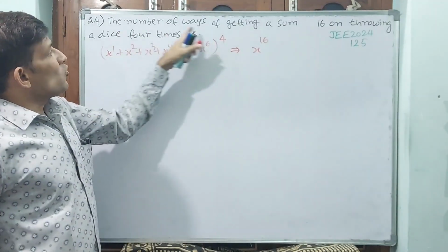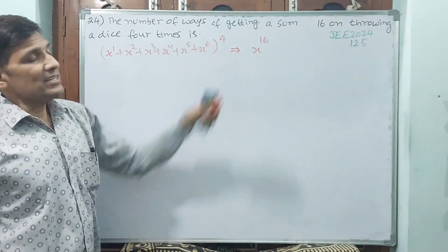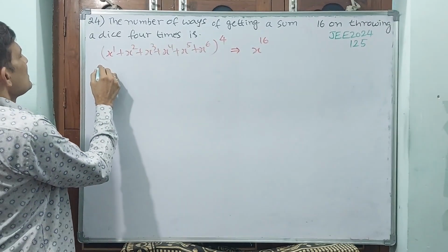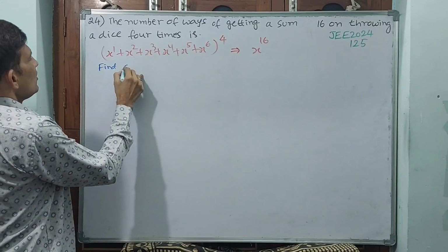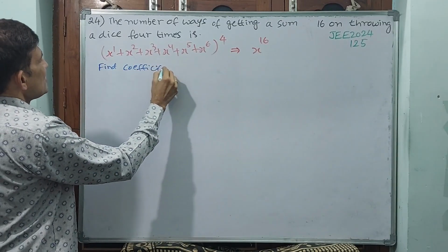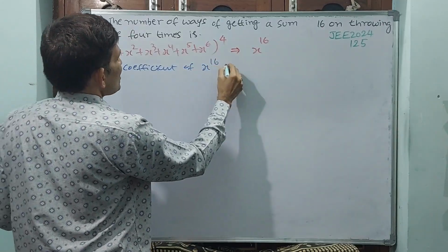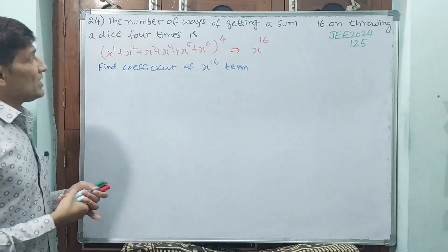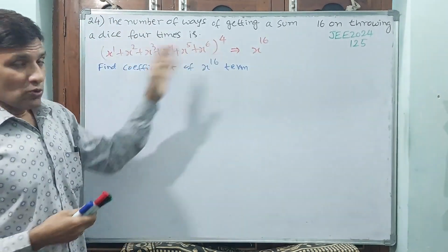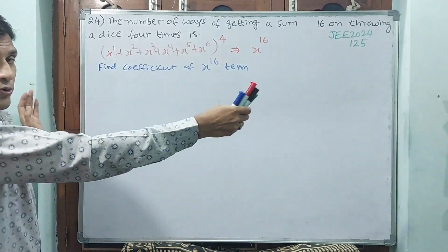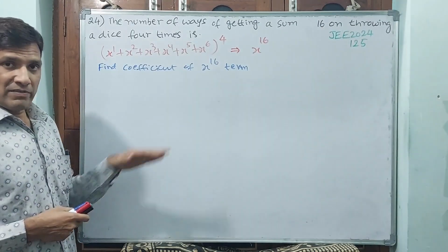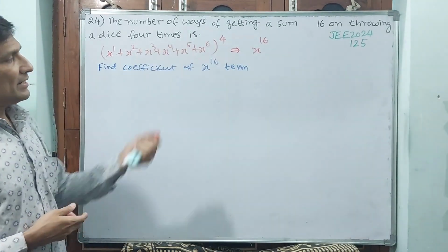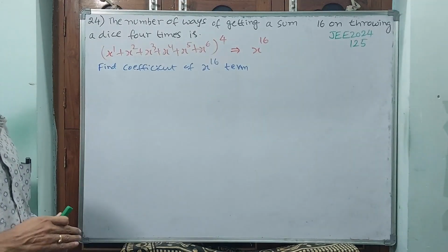See, how to know the number of ways of getting 16? You have to find the coefficient of x to the power of 16 term. Why? Because here also 2, 3, 4, 5 may come like that. Several times it is going to sum up and come to 16. That is why if you are able to find the coefficient of x to the power of 16 term, that will be your answer. That should come 125. How it is going to come, we will see.